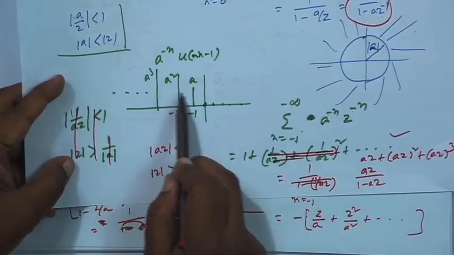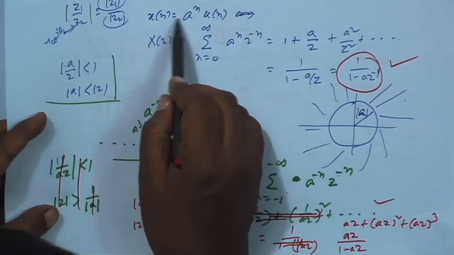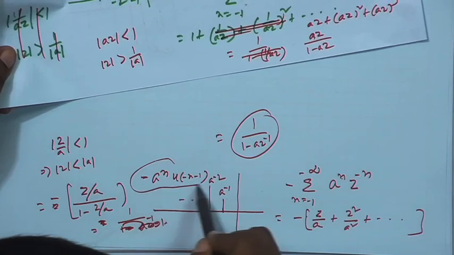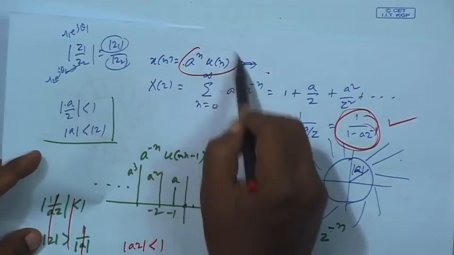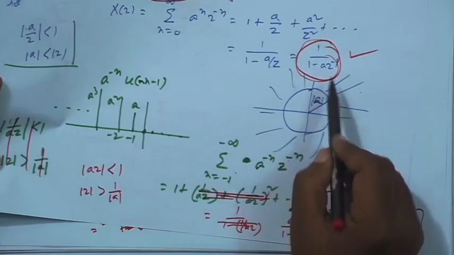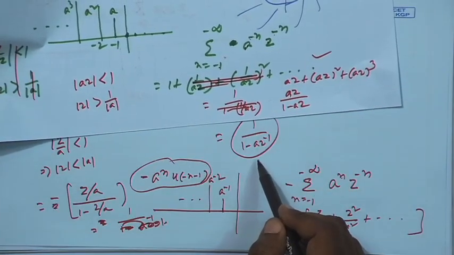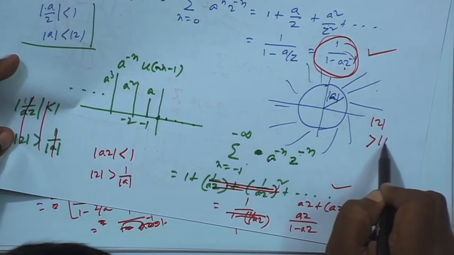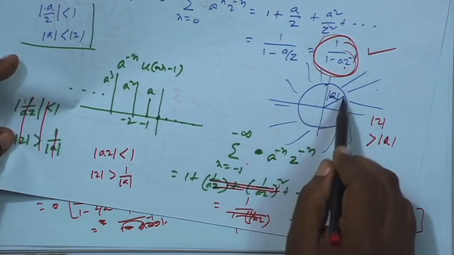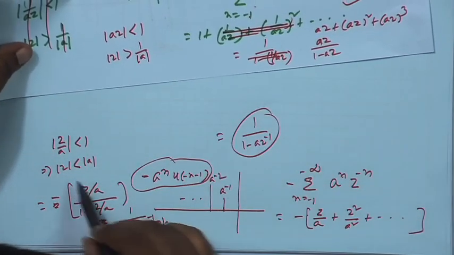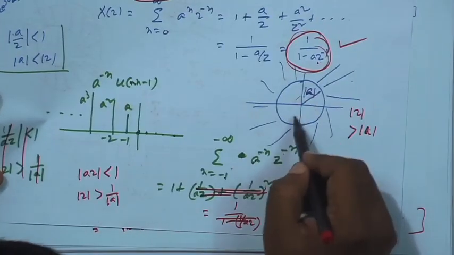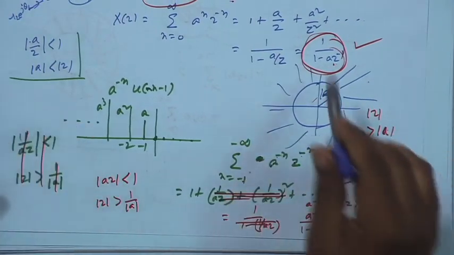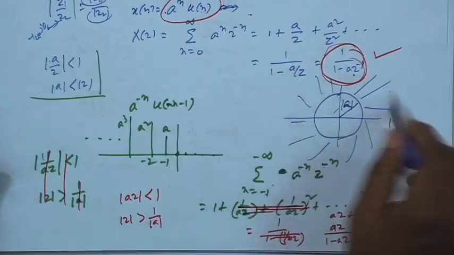See, that was a right sided sequence, a to the power n u n has got this expression, and now this is a left sided sequence. Both of them have this form, the same Z transform, but what do they differ in? In one case the ROC was mod Z greater than mod A, that is you draw a circle of radius mod A and it is greater than that, and in this case it is less than mod A, that is inside this. So, that is the difference. You see, for two different sequences you can still have the same Z transform expression, but they will differ in terms of ROCs.